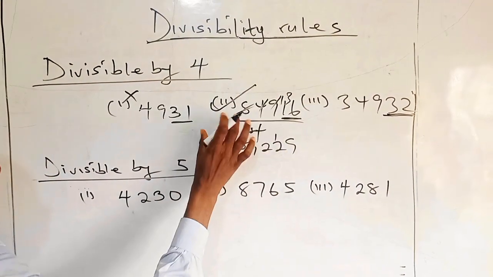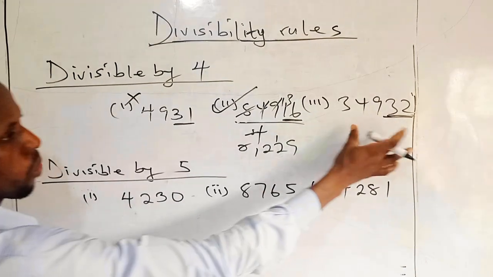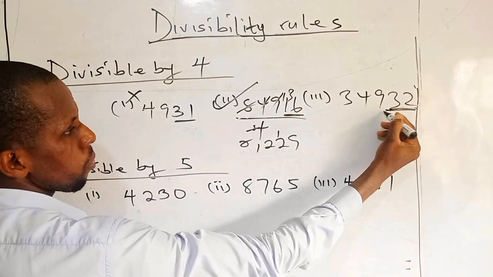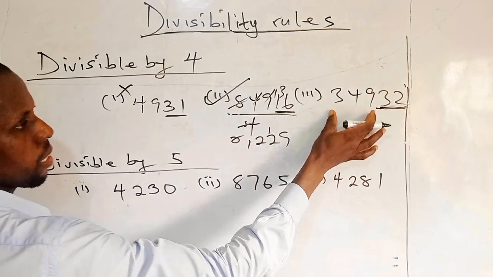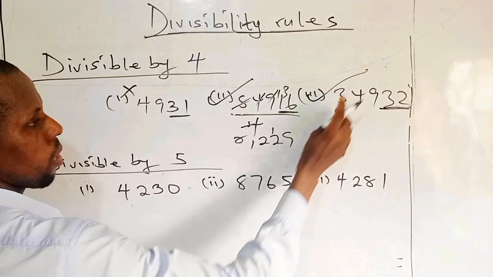So that means this number is divisible by 4. When you look at this number, it's in the same order. 32 is divisible by 4. That is 8. So that means you can divide this number by 4 as well.